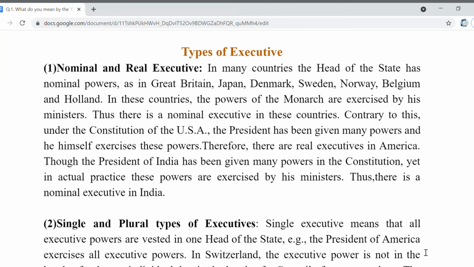So nominal and real executive. In many countries जो head of the state होता है उसके पास nominal powers होते हैं and the nominal जो head of the state होता है that is president in India and जो real powers होते हैं that is with prime minister. So the president of India has been given many powers in the constitution yet in actual practice these powers are exercised by his minister. So there is a nominal executive in India.